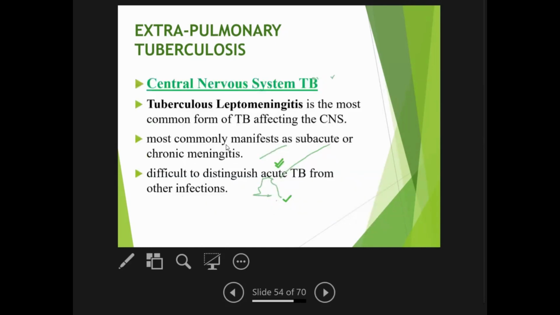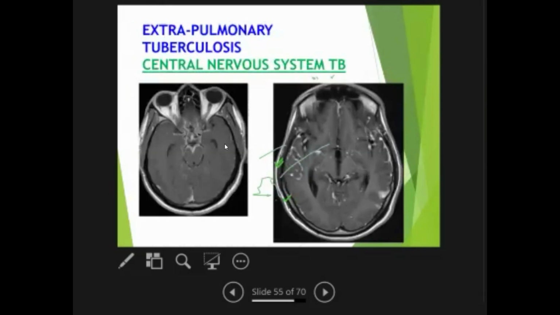Then central nervous system TB. Tuberculous leptomeningitis is the commonest form, and it most commonly manifests as subacute or chronic meningitis. It is difficult to distinguish acute TB infection from other CNS infections. What you will see is thickening of the meninges and exudate collecting there. You can see the base of skull area. There's an enhancing exudate, and in this one you can see the meningeal enhancement after contrast.